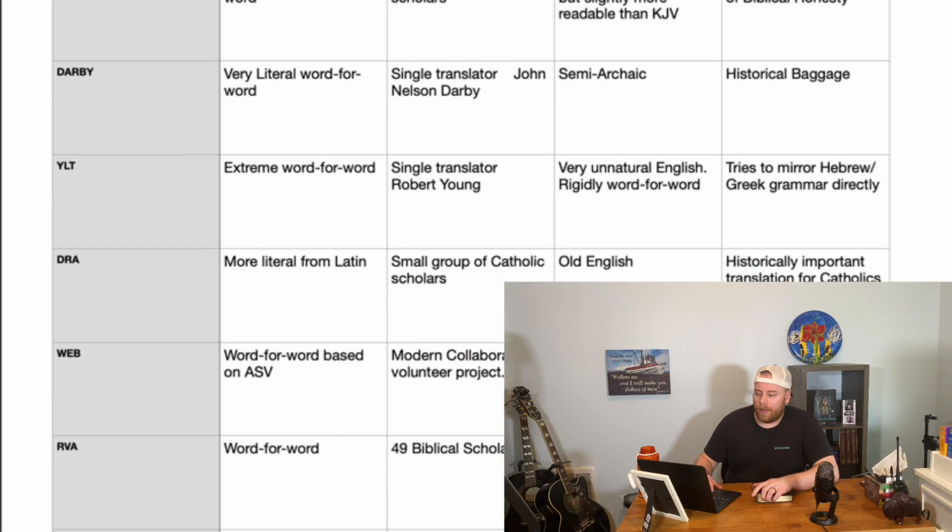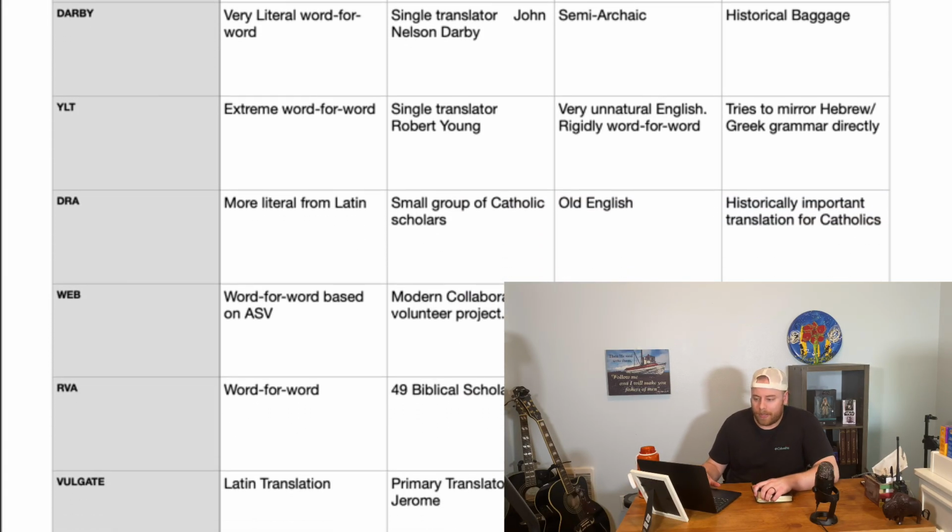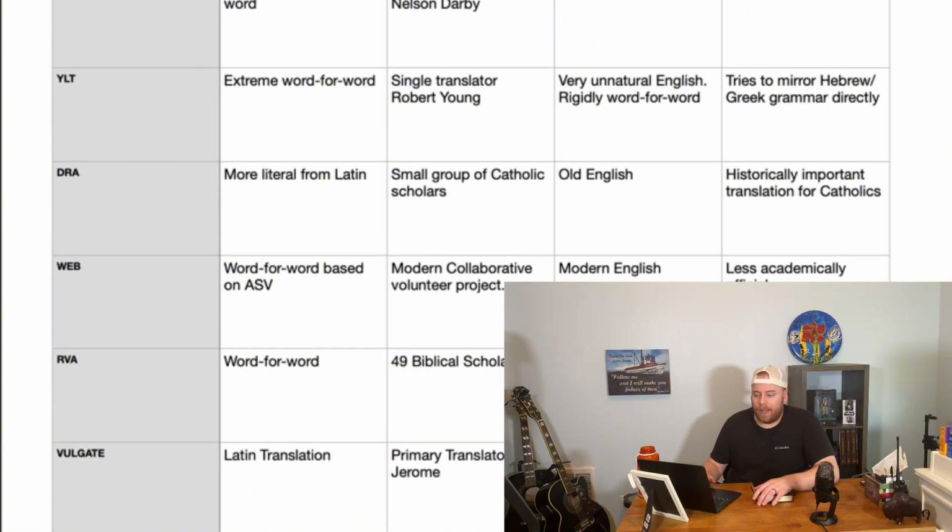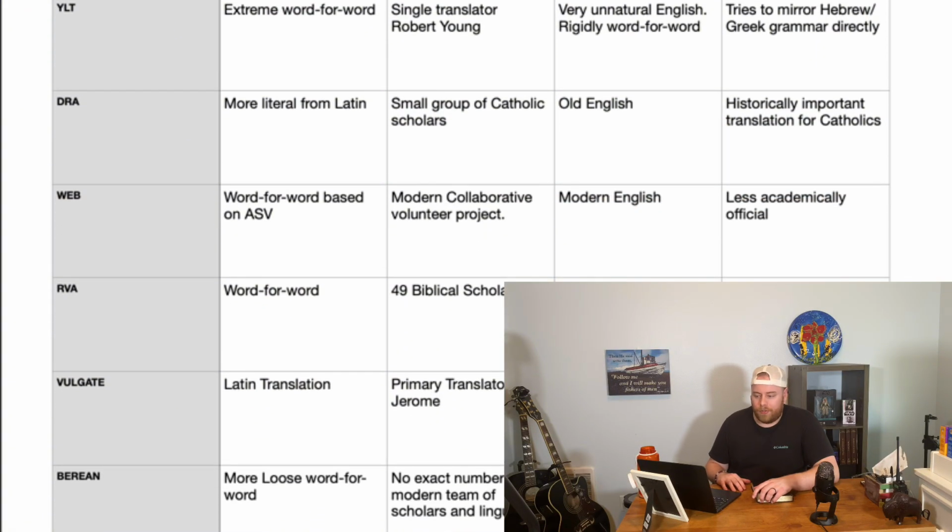Next, we have the DRA translation, which is more literal, and it is from the Latin. It was translated by a small group of Catholic scholars. It is Old English, and it is historically very important for the Catholics in regards to tradition. Next, we have the World English Bible. This is a word for word that is based on the ASV.